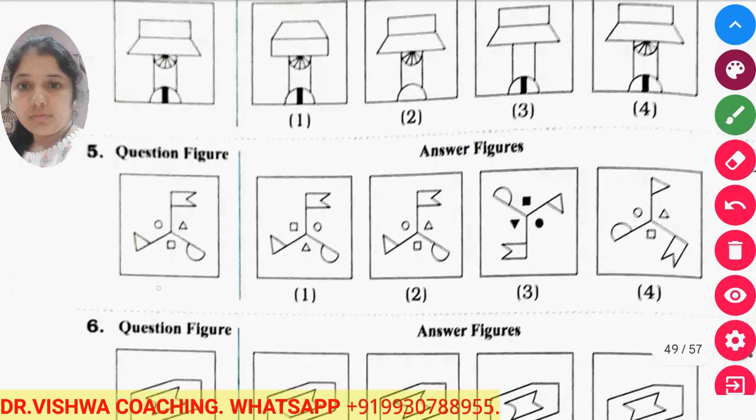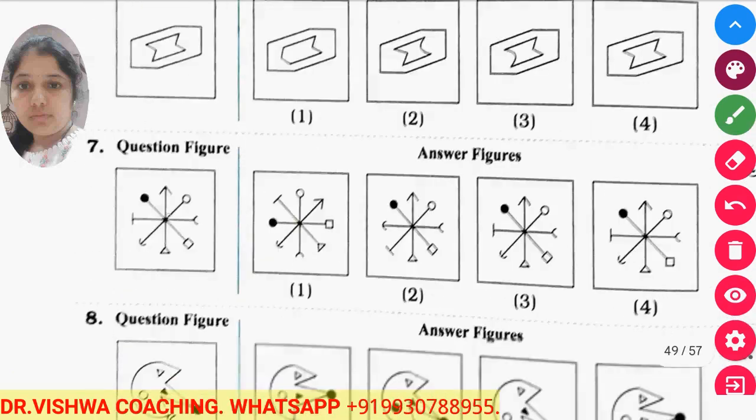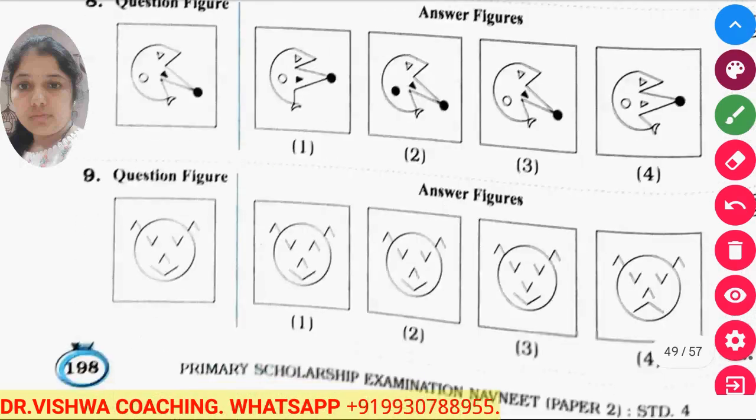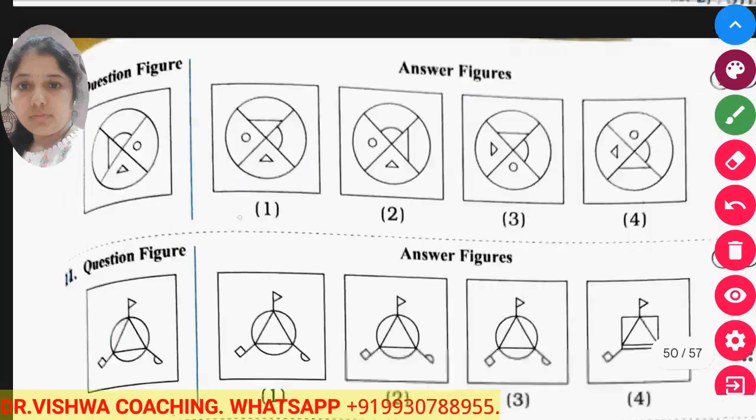Fifth number I will take for you. Okay. Now see, the question figure is given here. Now you have to identify the similarities. So it should have a flag facing towards the right. On the right side a small triangle, on the left side a small circle, and below it a small square. Now see, where is such a pattern? Now if you look carefully, option number 2 shows the similar pattern. So option number 2 is the correct option here. Now like this you can solve this. I think it is very easy.